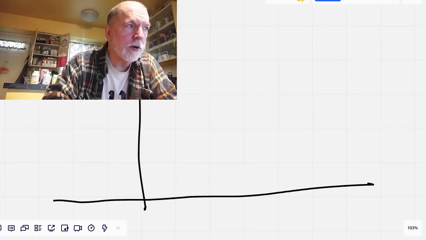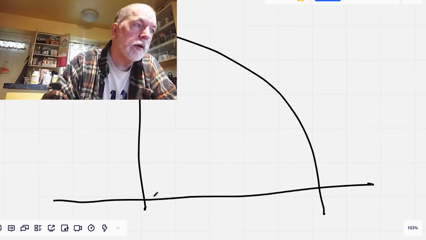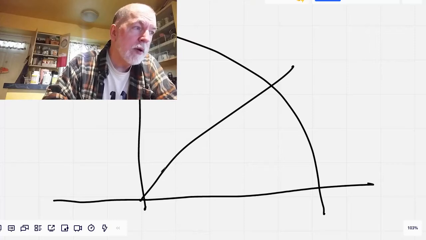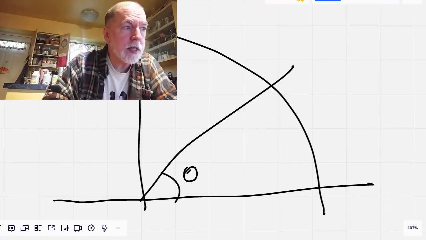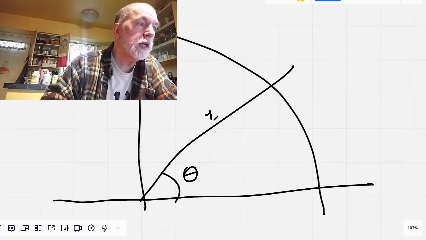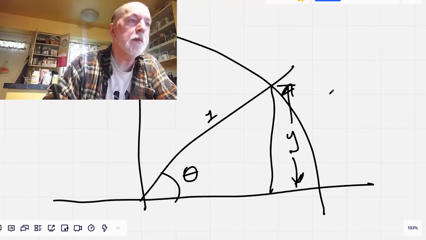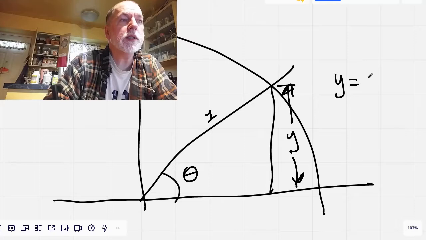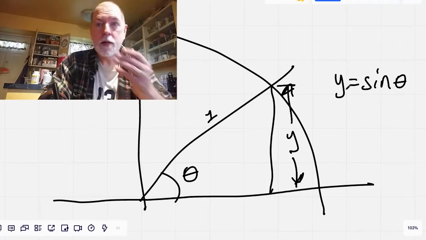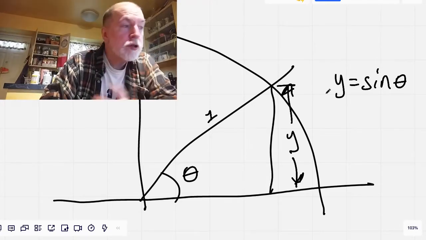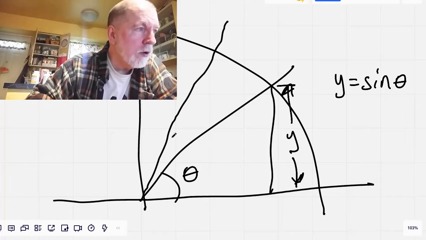Here's our unit circle, or the quadrant we're interested in, and we've got an angle of theta. It's a unit circle. This line down here, that's y. So y equals the sine of theta. Now let's ooch it up a bit. That's a pretty big ooch, but that's d theta.